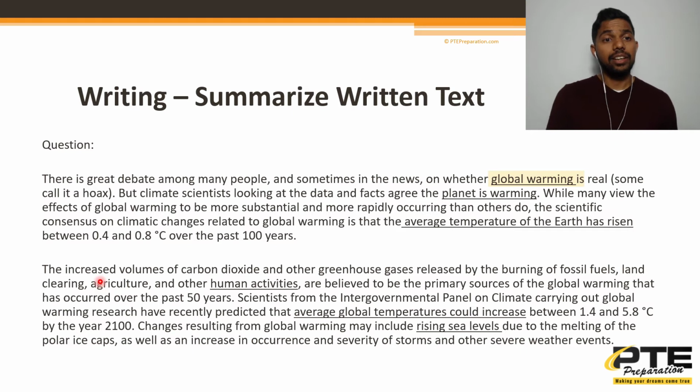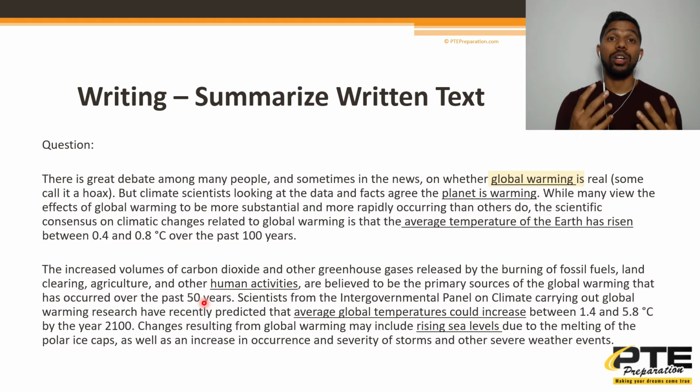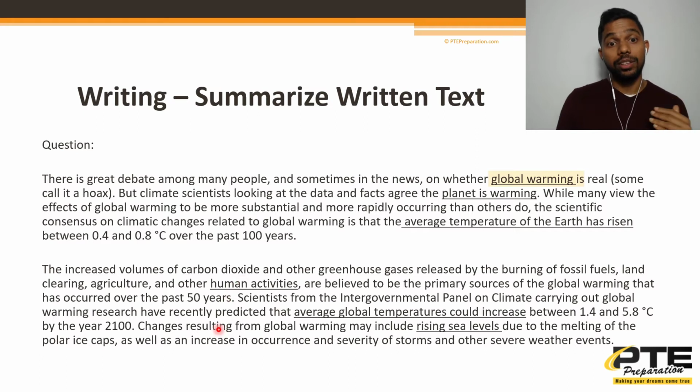The next one is about the increased volumes of carbon dioxide and other greenhouse gases related to burning of fossil fuels, land clearing, agriculture, and other human activities are believed to be the primary source of global warming that has occurred in the past 50 years. So now they're talking about, okay, they've introduced the topic global warming. Now they're talking about, okay, what are the causes of global warming? And they've listed down a few items here. The main key thing that's common in all these items is that it's caused by human activities. So that's why I've underlined human activities here.